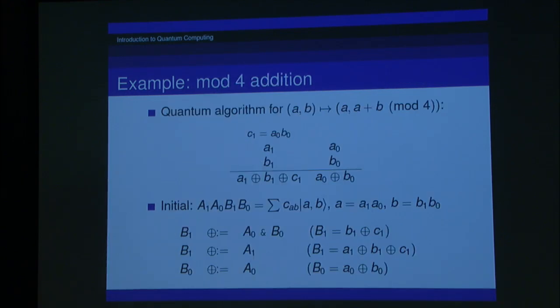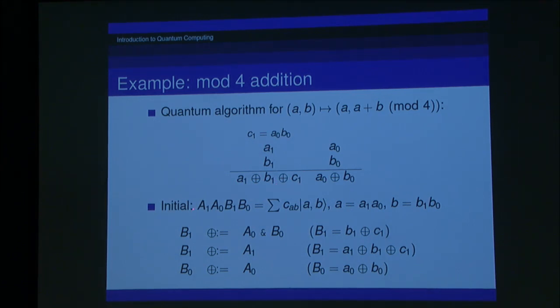Here's another example. Let's do mod 4 addition. We want a quantum algorithm which takes two-qubit numbers, A and B, in superposition, and we just want to add A onto B mod 4. How are we going to do that? Here are my inputs, A and B, and I'm hoping to overwrite B with the sum. So what is the sum? The low bit is A0 plus B0. The carry is A0 times B0. And then for the next bit, you'd have to add A1 plus B1 plus the carry.